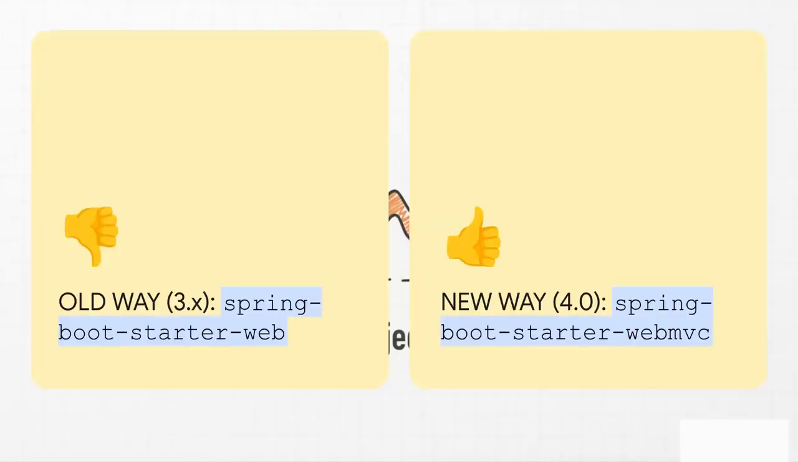Here's a perfect example you'll run into right away. The old generic spring-boot-starter-web is now the much more specific spring-boot-starter-webmvc. It just makes it crystal clear that you're using Spring Web MVC and not, say, WebFlux. It's a small change, but it has a really big impact on clarity.